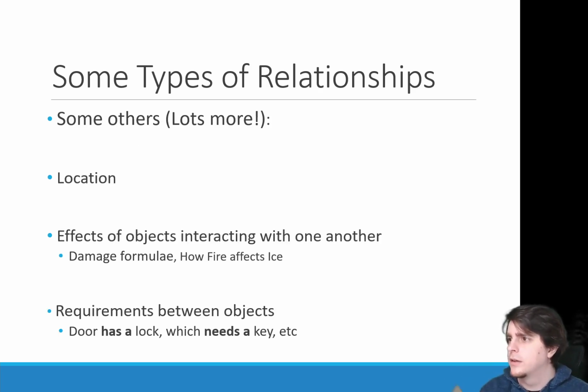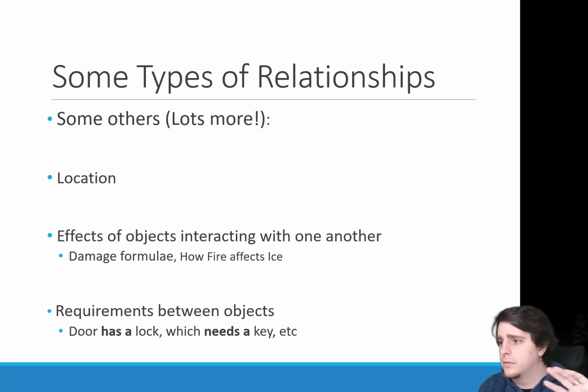And there are other kinds of relationships too. There are location-based relationships. So when we think back to when I was talking about how enemy AI was working, even in that brief blurb there, the enemy's behavior was dictated by how far away from the player it was. And so that location between two objects can play an important role as well. You can look at, as a relationship, the effects of objects that interact with one another. Oftentimes this is like a damage formula, like how weapons interact with armor, how fire affects ice, and so on. And then think about requirements also between objects. Like a door might have a lock, and that lock needs a key in order to actually open for the player to access.